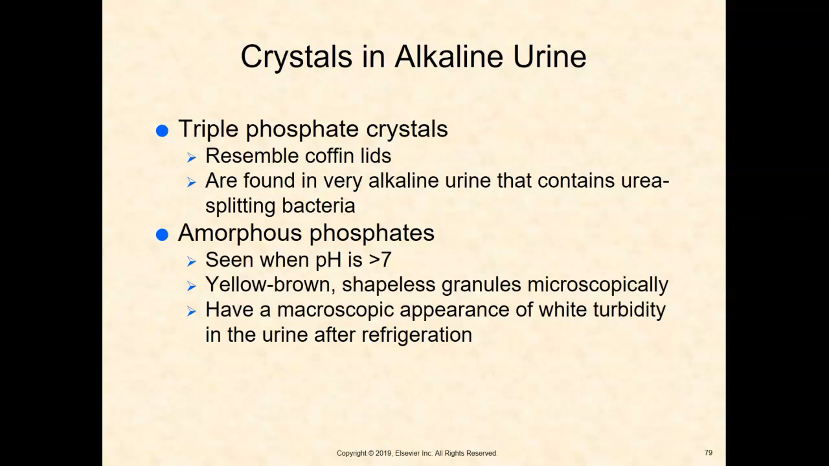All right, so these next ones are crystals we find in urine with a high pH, where the pH is greater than 7. Okay, the first one is triple phosphate. We call these coffin lids. This is in a very alkaline urine that contains urea splitting bacteria.